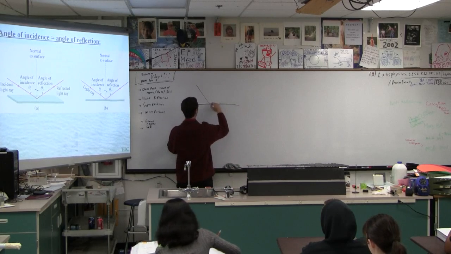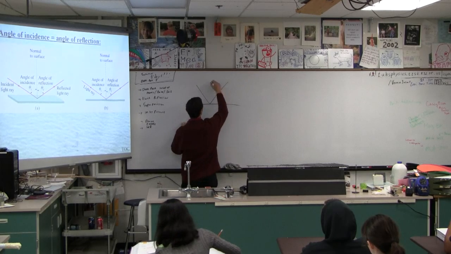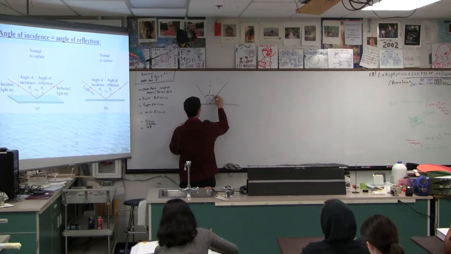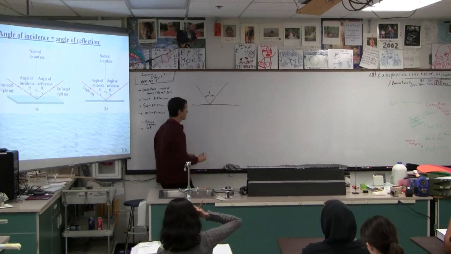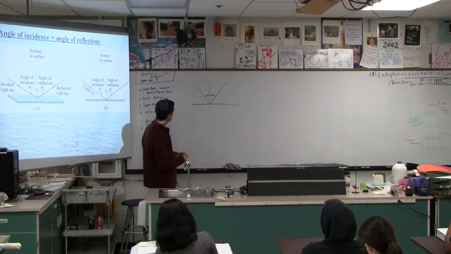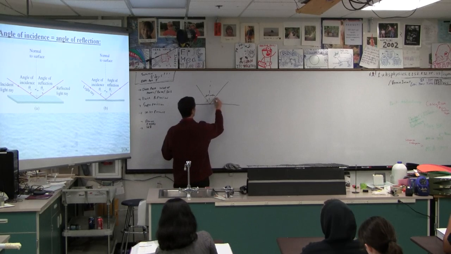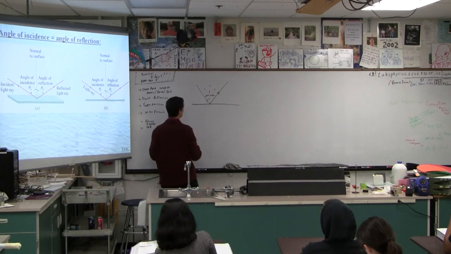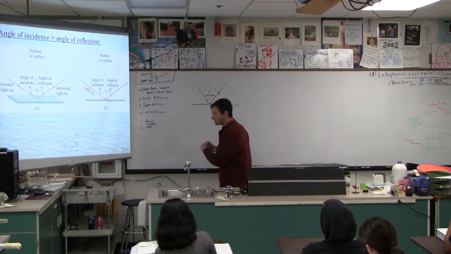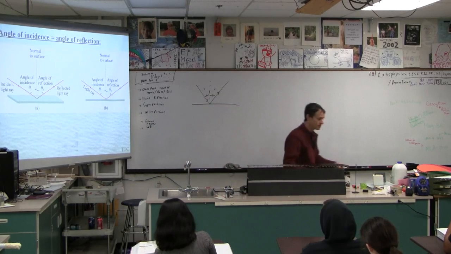So if a beam of light comes in like this, these angles are congruent, which of course makes these other angles congruent because of some other thing in geometry, right? But that's what they talk about. And if the beam is going this way, then this is the incident angle and this is the reflected angle, okay?